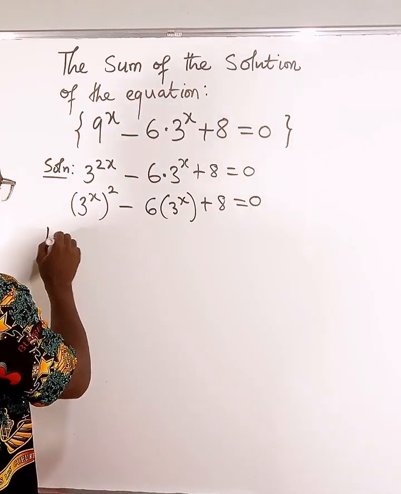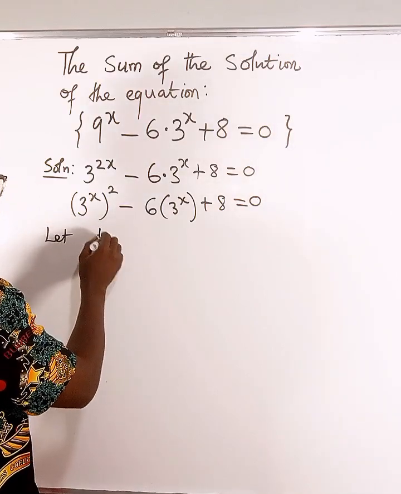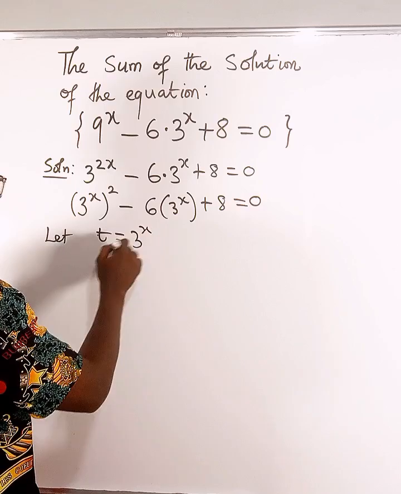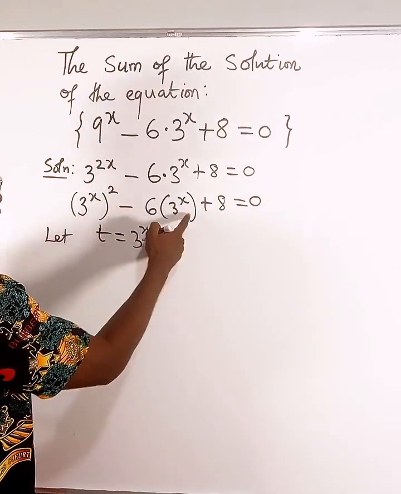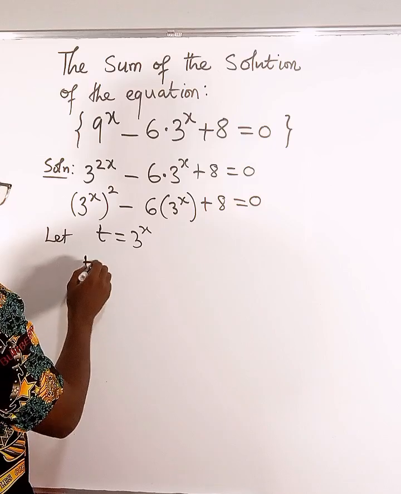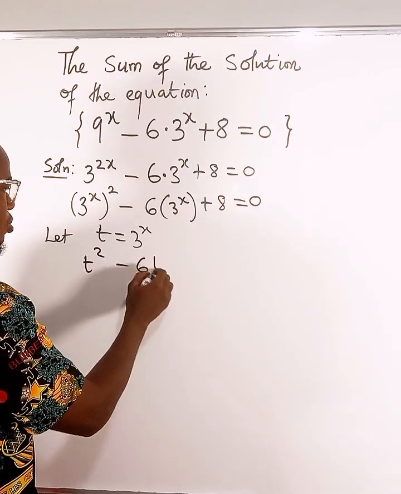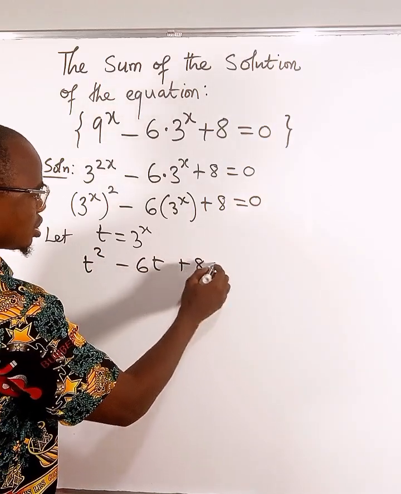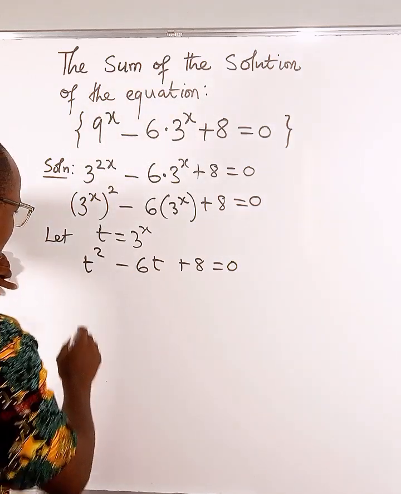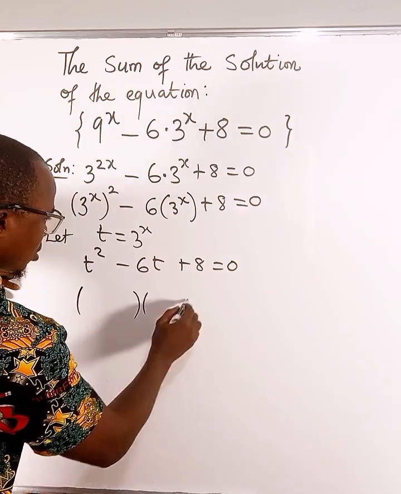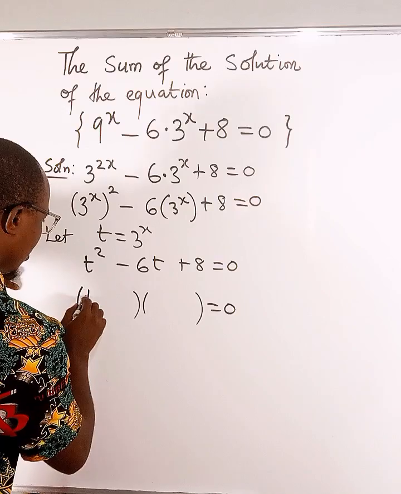Now, the next thing we're going to do: let t equal 3 to the power of x. If t equals 3 to the power of x, that implies t to the power of 2 minus 6t plus 8 equals 0. So let's factorize this. This is a quadratic equation, so we look for the value of t.